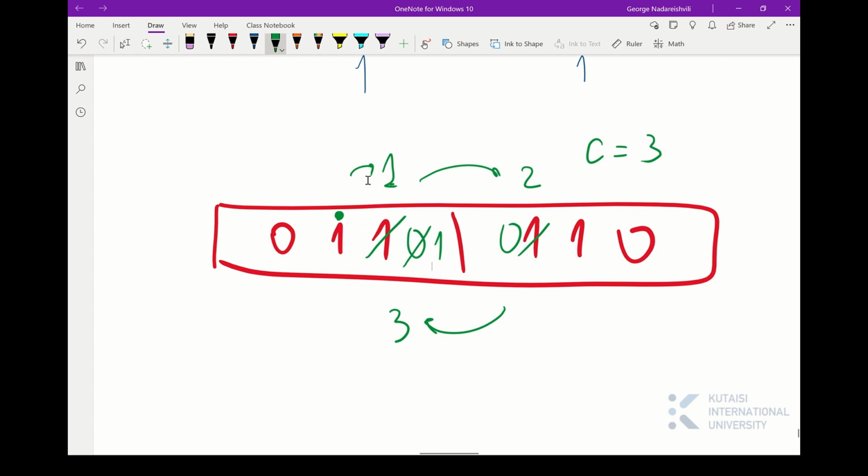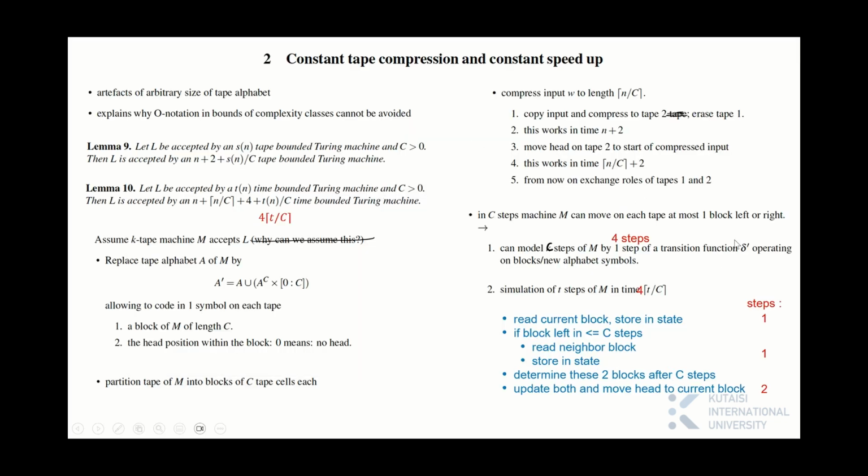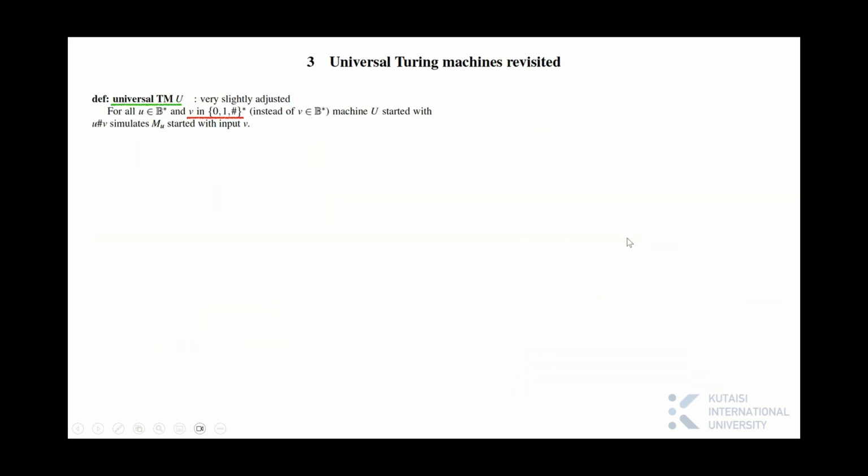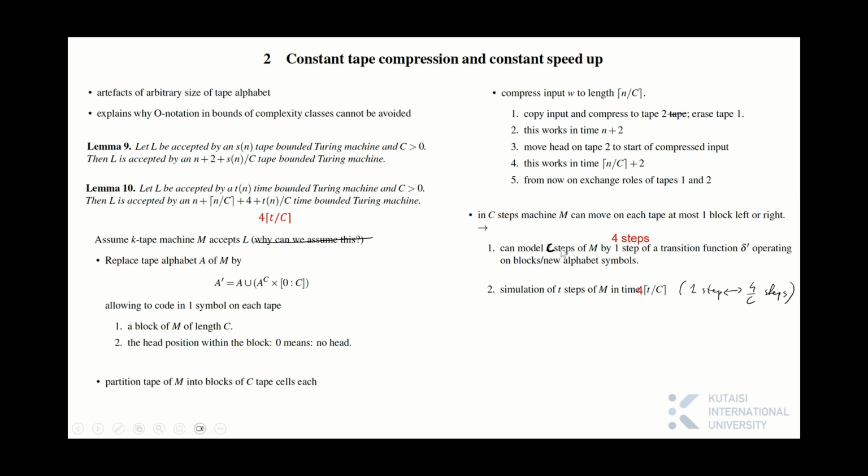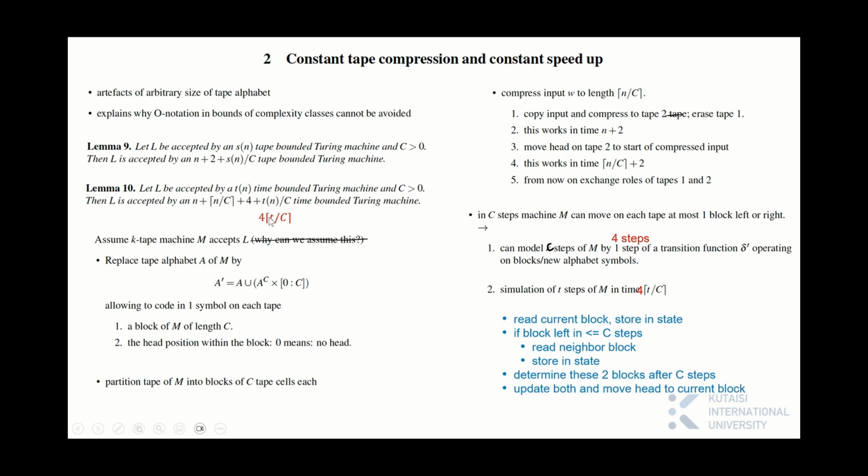So in this case, 1, 2, 3 steps. I will do it in read, update, update. So four steps. So as I'm doing C steps in 4 steps, if I divide both sides by C, basically C steps is equivalent to 4 steps. That means 1 step is equal to 4 divided by C steps. So T steps is equivalent to 4T divided by C steps. So basically that's what it is. That's where the 4T divided by C comes from.